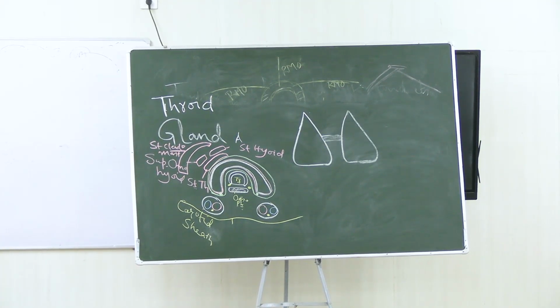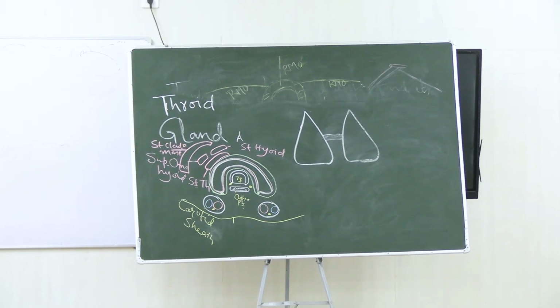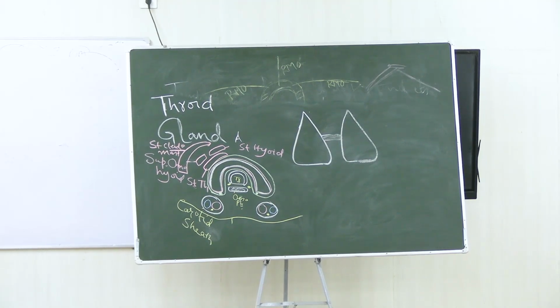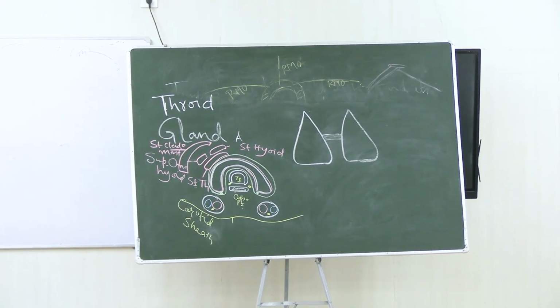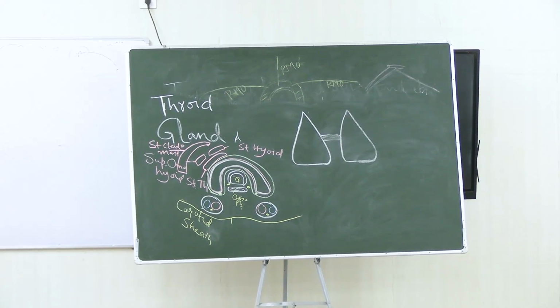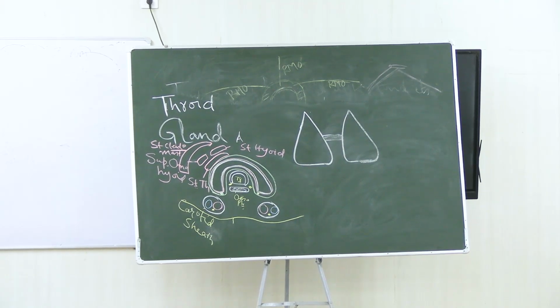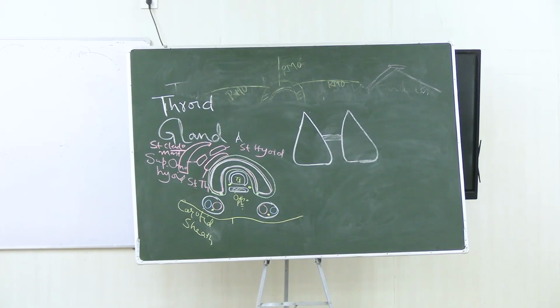Why are these nerves important? At the time of surgery, if this recurrent laryngeal nerve is cut, what will happen? Recurrent laryngeal nerve supplies all muscles of the larynx except cricothyroid. So if these muscles are paralyzed, then what will happen? You will develop hoarseness of voice.